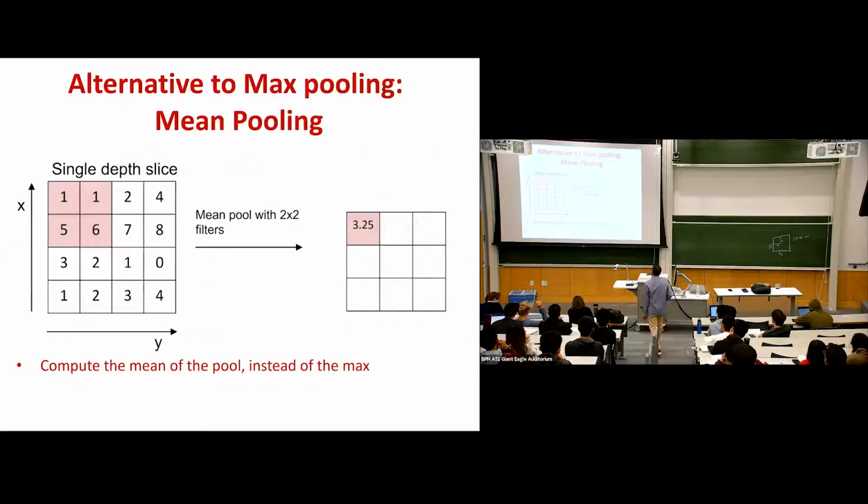Now, you don't necessarily have to perform max pooling. You could also compute the mean. There are different statistics to compute. You have a question? Yeah. How do you do backpropagation to the max pooling layer? We're going to get to that, right?